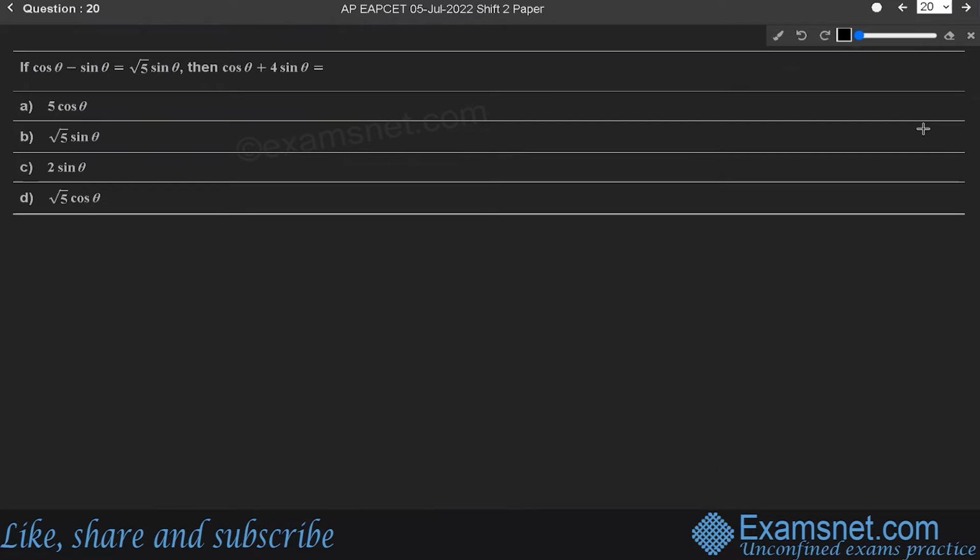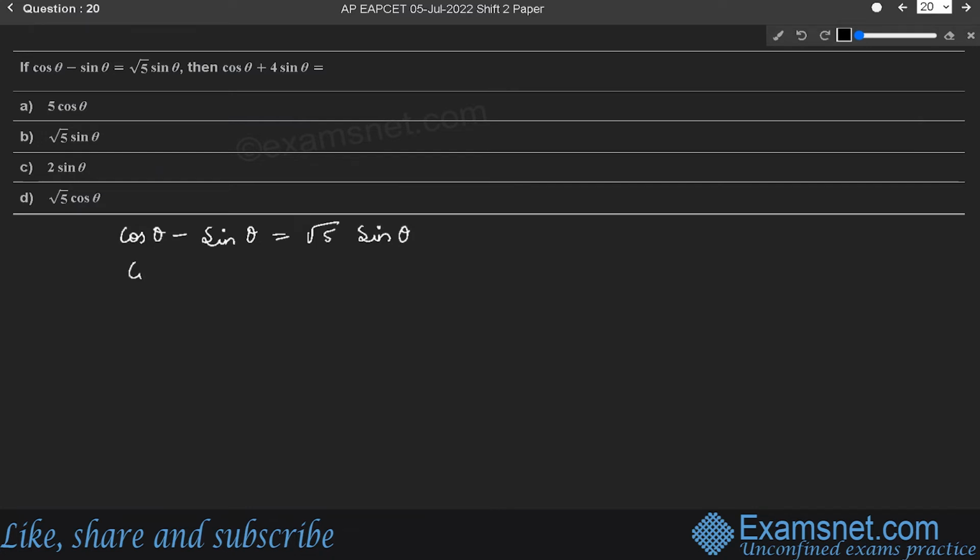Next question is a question that comes from the trigonometry part. If cos theta minus sin theta is equal to root 5 into sin theta, then cos theta plus 4 sin theta is equal to.